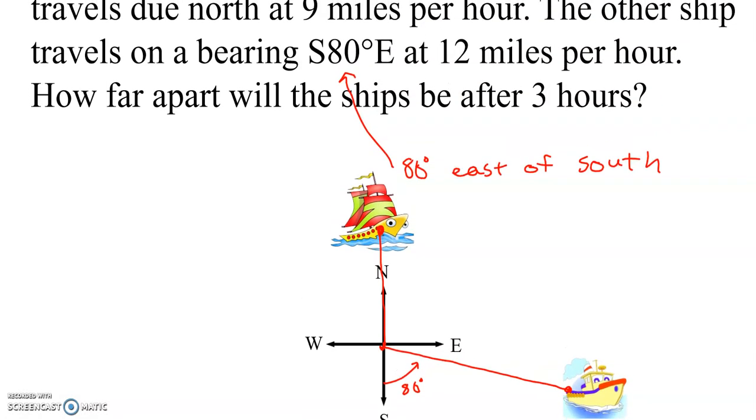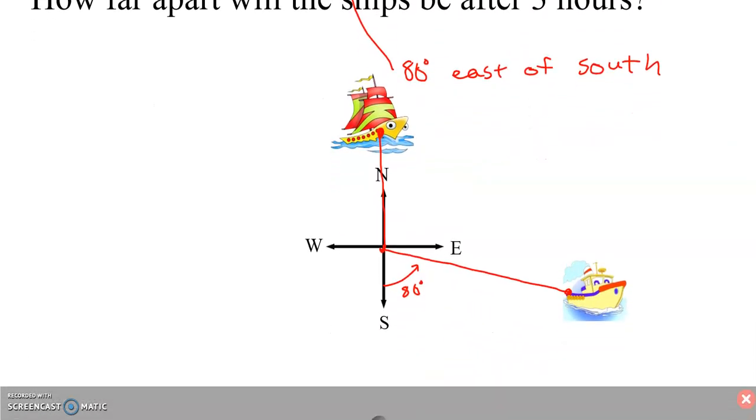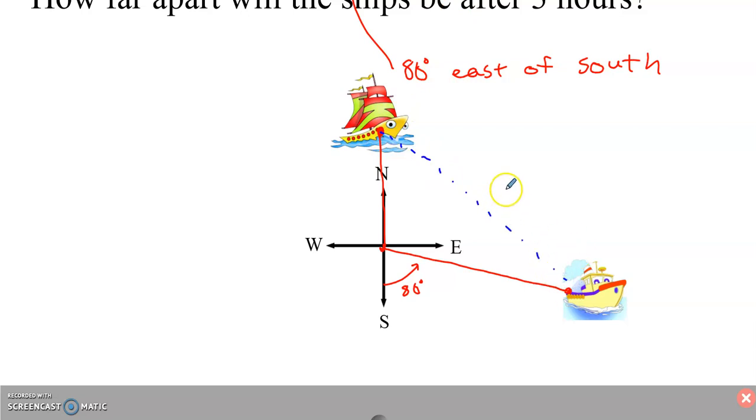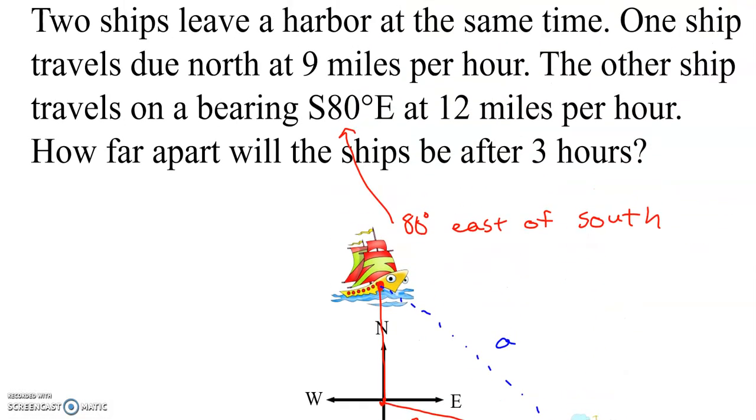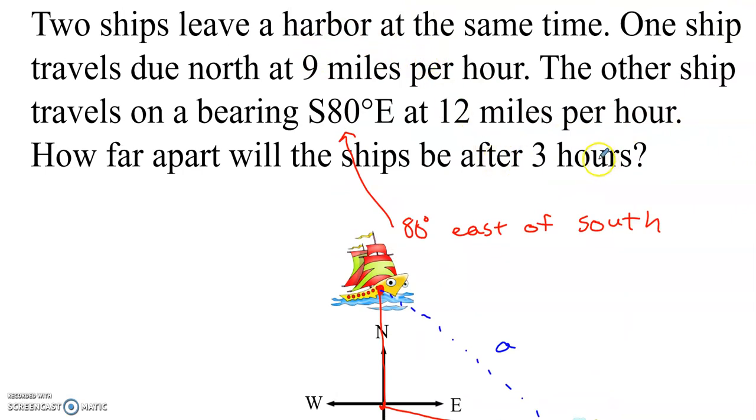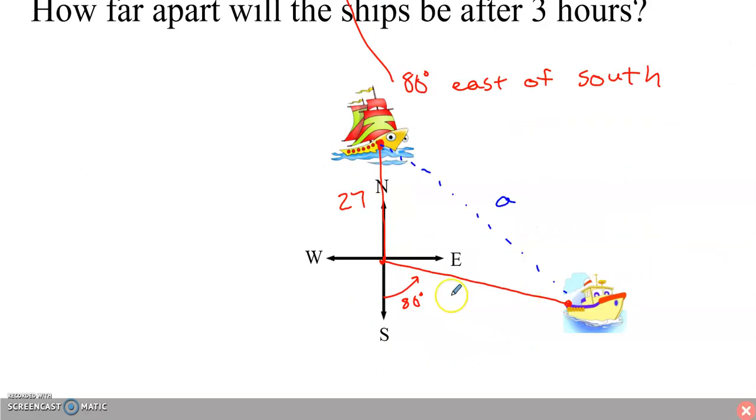Now, how far apart are they going to be after 3 hours? Again, I'm trying to find the distance between these two boats, and this time I'll call that distance A. Then I label the distances I know. 9 miles per hour for 3 hours is 27 miles. 12 miles per hour for 3 hours is 36 miles. Now I've got a nice triangle here. I know 2 of the sides, but I don't know any of the angles.